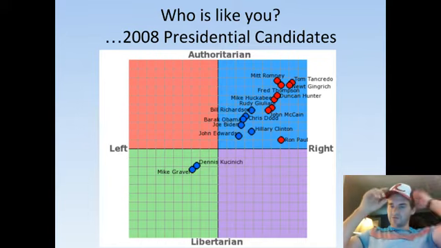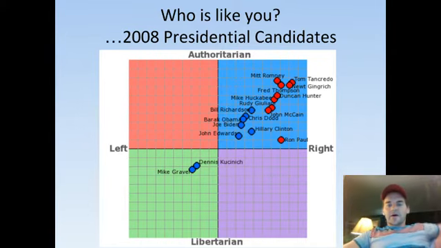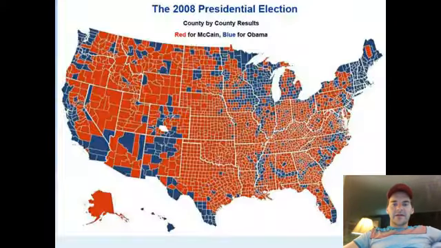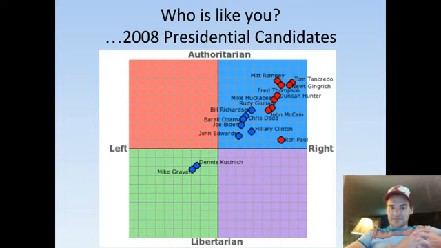Meanwhile, this is always sort of interesting. I know it's a little bit old, but we can look at where certain people tend to lay on the compass, especially as related to former presidential candidates.